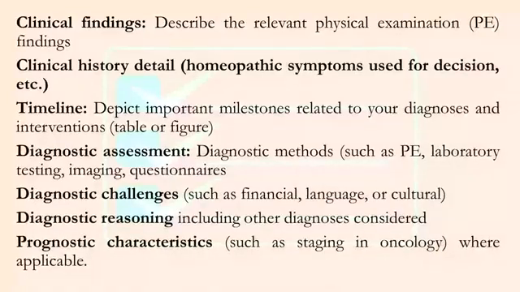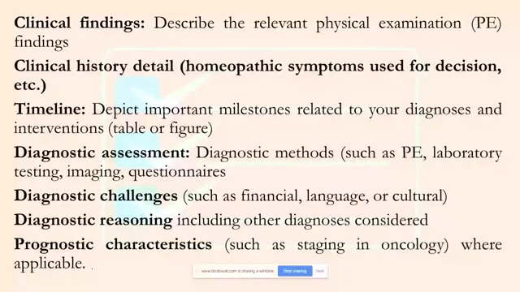Moving to clinical findings: the relevant physical examination, the clinical history details, the homeopathic symptoms used for decision, as we talk, that these symptoms are decisive, the characteristic symptoms, the timeline related to your diagnosis and interventions, the diagnostic assessment, the diagnostic challenges, the diagnostic reasoning, and the prognostic characteristics.